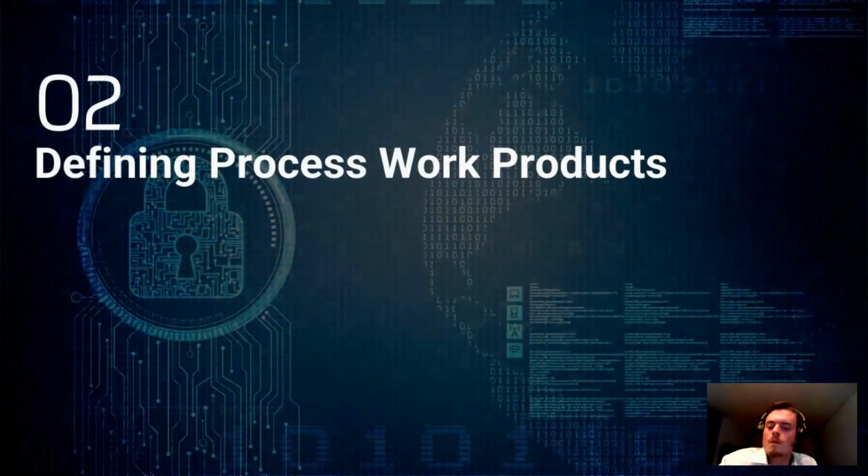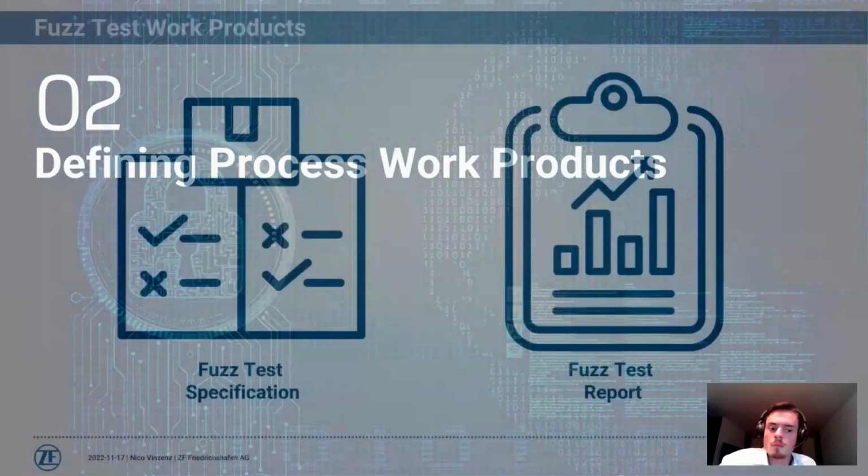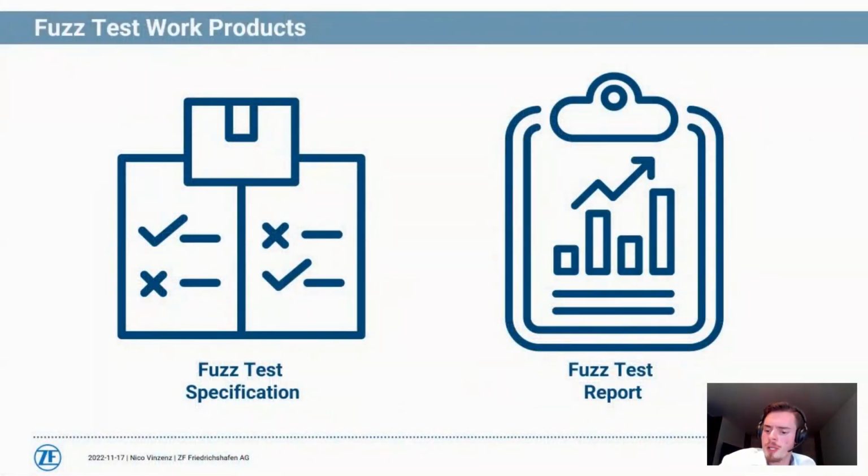And for having a process, of course, we also need work products for it. One is the base for it, which is our Fuzz test specification, where we clarify, okay, what do we want to accomplish with our Fuzz testing and how are we going to accomplish it? And of course, the Fuzz test report, which gives us a list of findings, but it's not limited to that. Another very important factor is that we have evidence that a sound Fuzz test specification was created by us, as well, with this report.